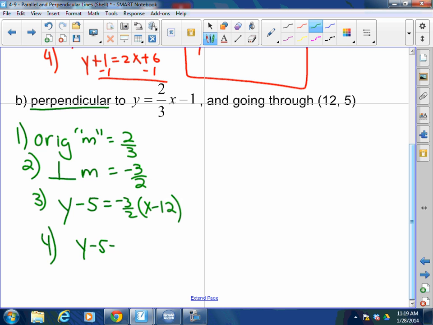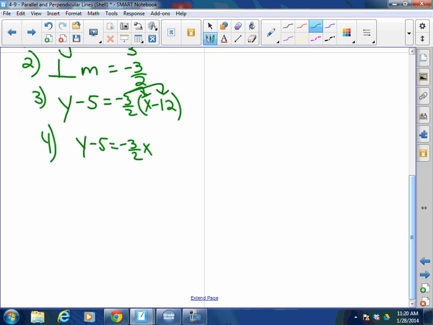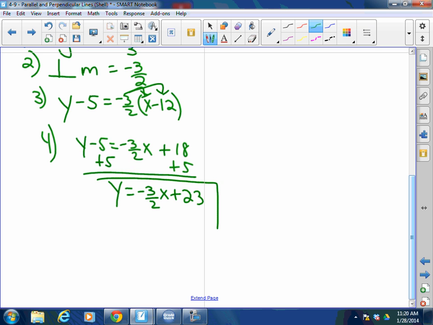Y minus 5 equals, gotta distribute, so this is -3 halves x. Now, what's -3 times -12? Positive 36 divided by 2. Okay, guys, -3 times -12 is 36. Divided by 2 is not 12. It's 18. Add 5 to both sides. Y equals -3 halves x plus 23. That is my perpendicular line.